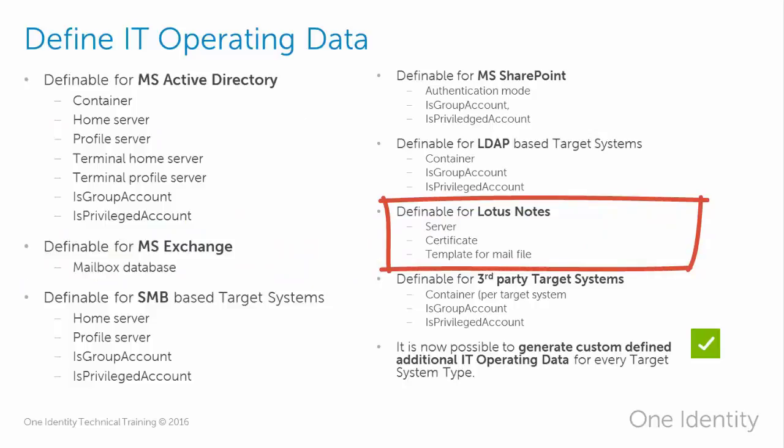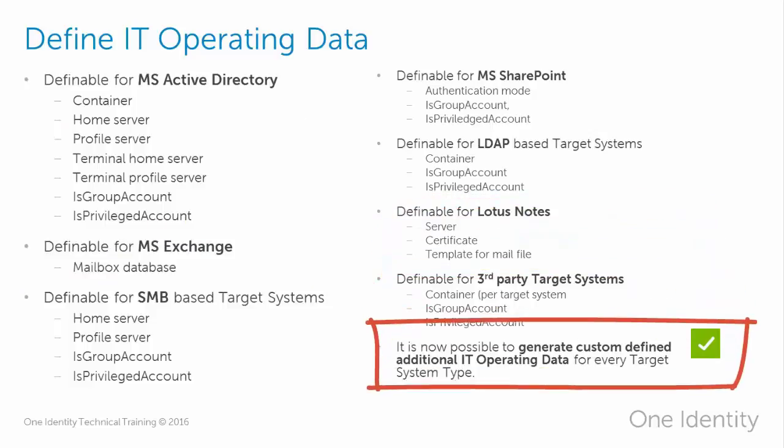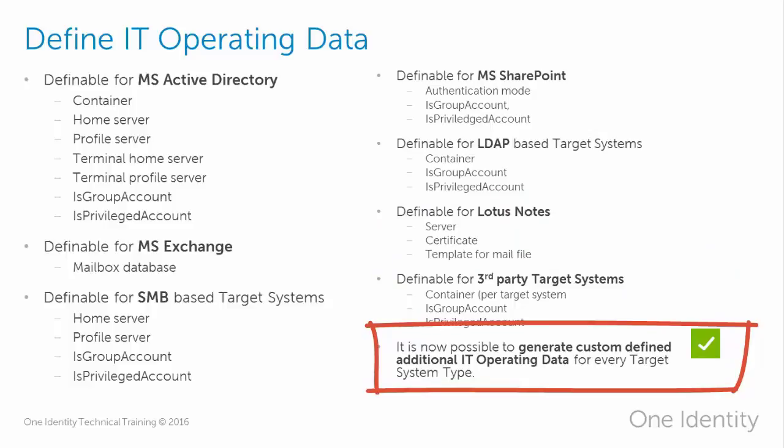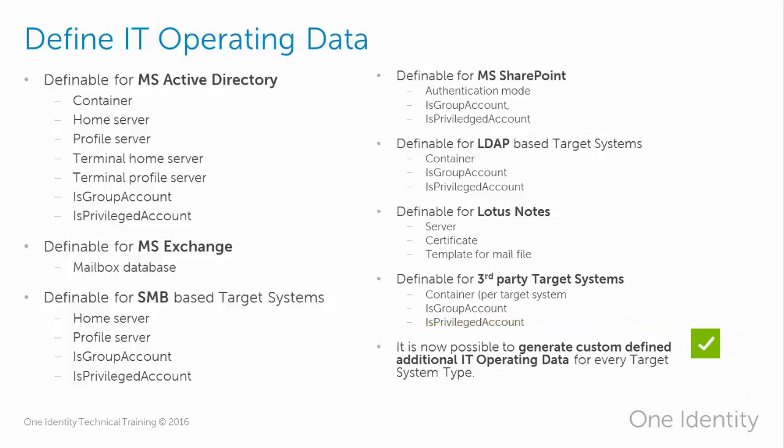What is very new in version 7, and this is very important, is that additionally to all of this out-of-the-box functionality, there is the capability to create custom-defined IT operation data. That means you can, in one Identity Manager now, handle each value what you want with the help of IT data. The only thing that is necessary to do that is that for this specific field exists a template that can handle IT operating data. This is one of the things we will show you as well later on in this training.